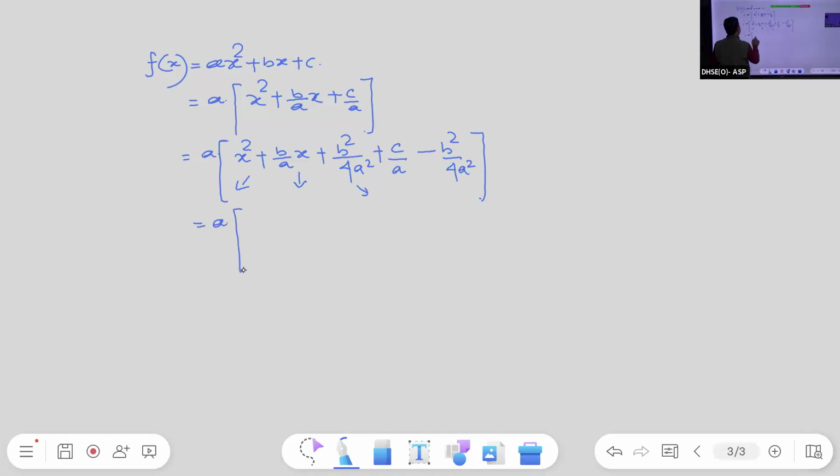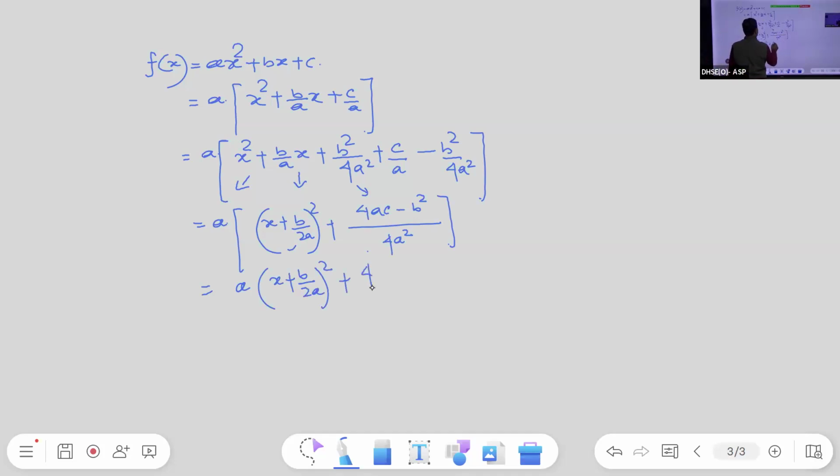This is equal to a times (x + b/2a) whole square plus. Now we have to add these two terms. The LCM is 4a², so 4ac minus b². Right? This is equal to, now multiply a with this by distributive property, a times (x + b/2a) whole square plus (4ac − b²)/4a. Right?